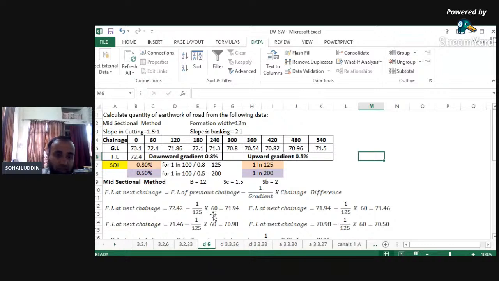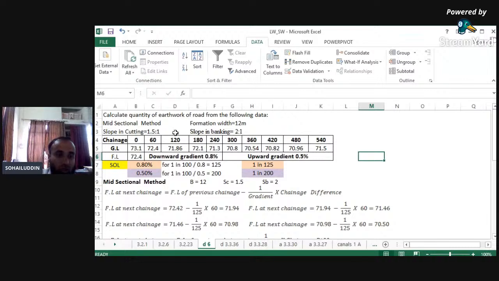So the change difference is 60. So 1 divided by 125 multiplied by 60. Why minus sign? Because it is downward. And how does this 1 is to 125 come? How does this gradient come? Simple division is there. Okay, so formation level at next change is nothing but previous change, that is 71.94, minus, again minus sign, same way 1 by 125 multiplied by 60.